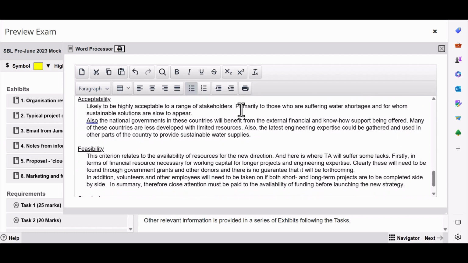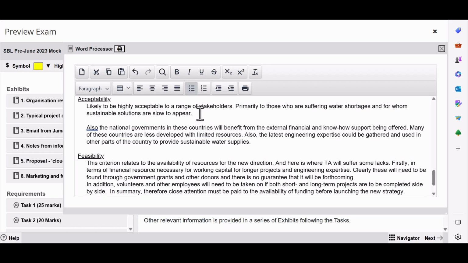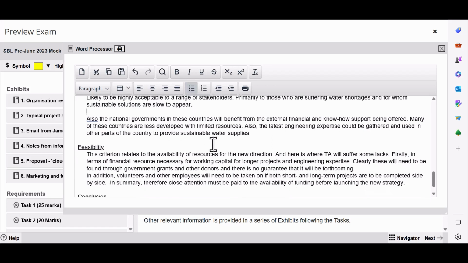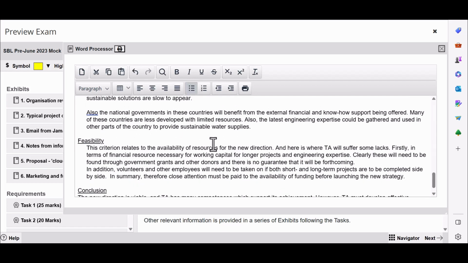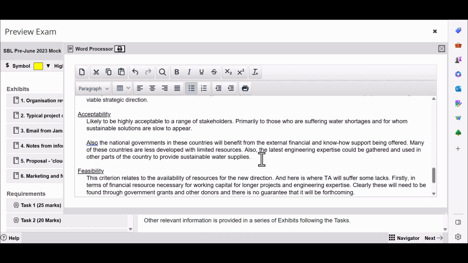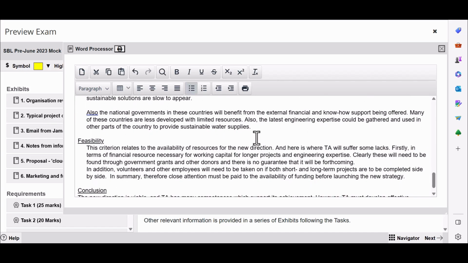Acceptability: likely to be highly acceptable to a range of stakeholders, primarily to those who are suffering water shortages and for whom sustainable solutions are slow to appear, which is something that you're told in the exhibits, right? And the second point is also national governments in these countries will benefit from the external finance and know-how support being offered. Many of these countries are less developed with limited resources. Also, latest engineering expertise could be gathered and used in other parts of the country to provide sustainable water supplies. So it'll be acceptable to these 2 main stakeholder groups for these reasons.